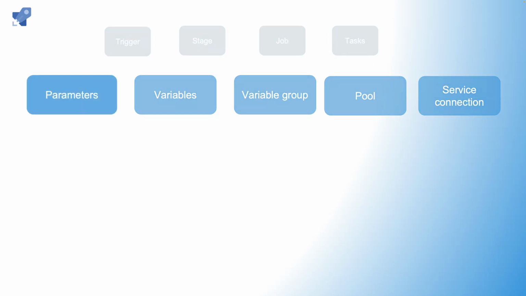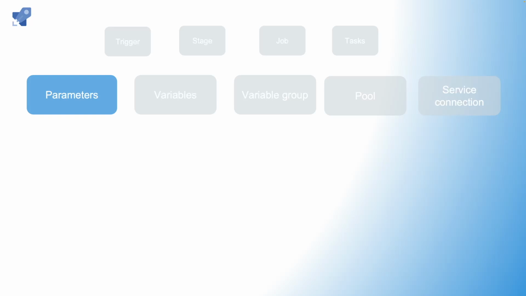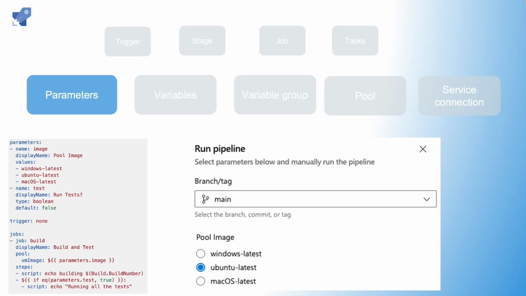Starting with parameters. Parameters are used for customization of pipelines. For example, using the same pipeline to deploy to dev and QA by passing appropriate parameters for environments. In the pipeline parameters on your screen, image is a parameter here. So the same pipeline can be executed on three different agents using parameters. You can select Windows, then run this, and it will run on Windows, then Ubuntu, Microsoft. So you have to run it a few times if you want to run on three different pool images.